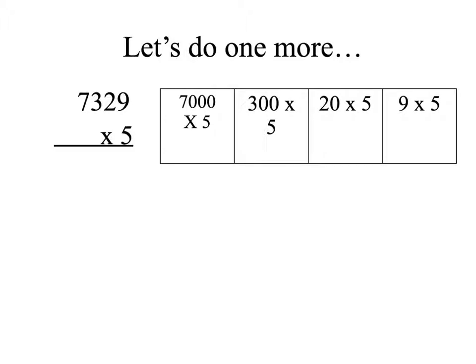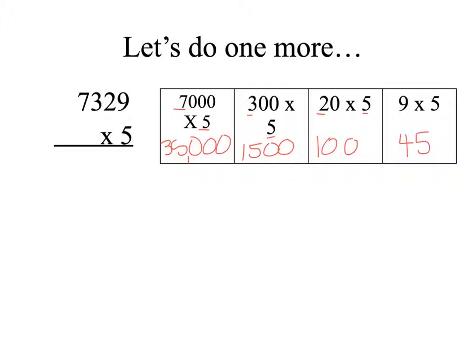7,329 times 5. Notice I already drew the boxes out for this problem so that I'm ready to go. I want to not only find the answer, but write the equation that goes with this problem. Let's see. If I use my boxes, 7,000 times 5. 7 times 5 is 35, and I need 3 zeros. 3 times 5 is 15, and I need 2 zeros. 2 times 5 is 10, and I need 1 zero. And 9 times 5 is 45. To get the answer, I add all of those numbers together.